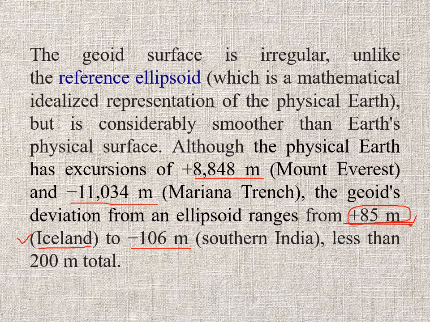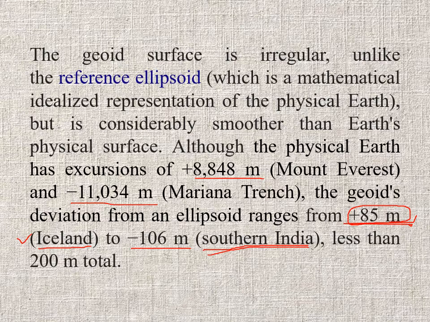Similarly, although the Mariana Trench is about 11,000 meters deep, the southern Indian landmass is made up of denser material. Due to the denser material of the southern Indian landmass, the gravitational attraction force is much more there. Okay. So that shows more negative values.